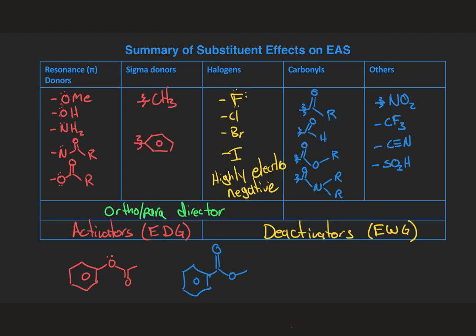Sulfates or sulfonic acids, those are all electron withdrawers. They are meta-directors, and they're deactivators. These groups are deactivators because the atom attached to the aromatic ring doesn't have any lone pairs, and they're connected to very electronegative atoms. So these are inductively electron withdrawers.